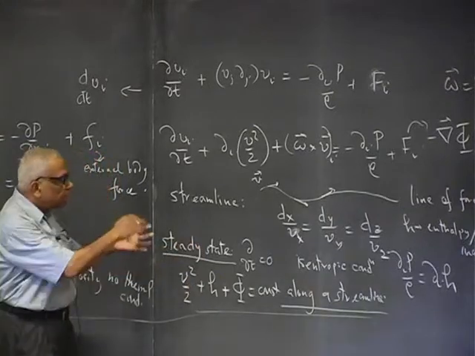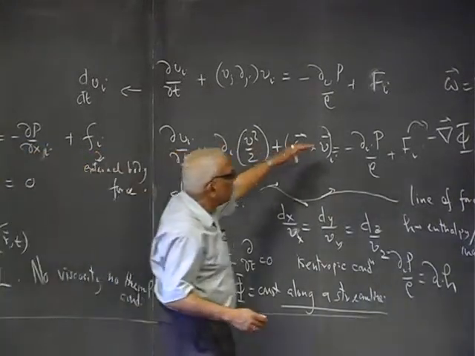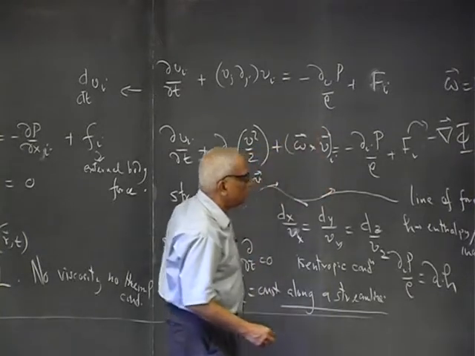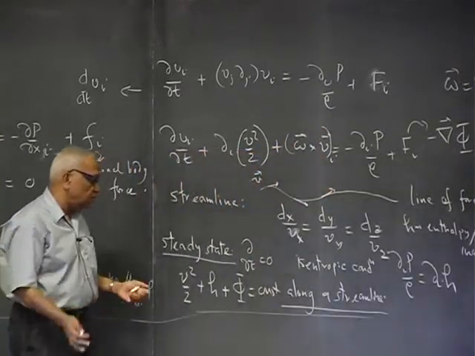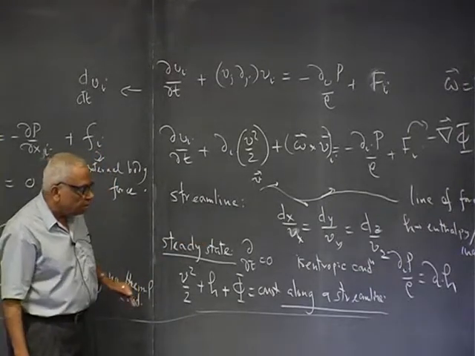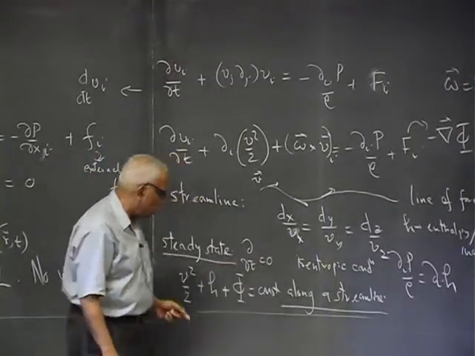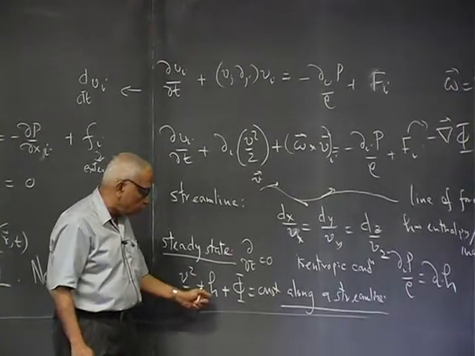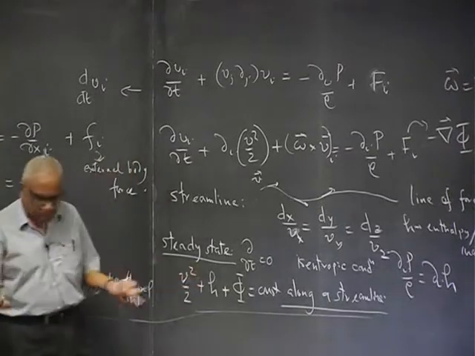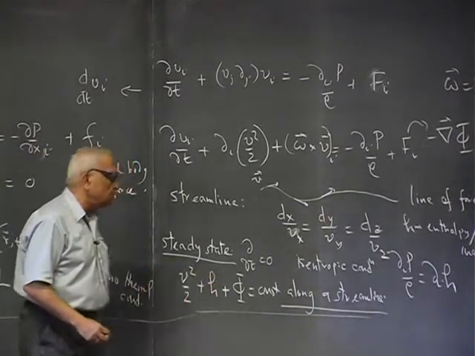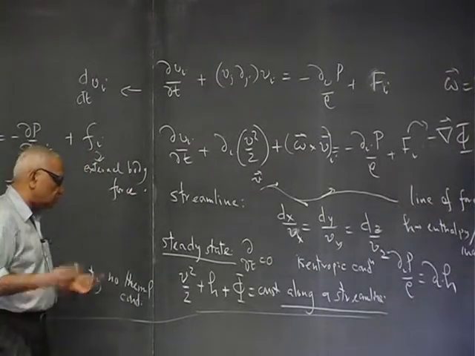That's the important thing. Along a particular streamline, you have v square over 2 plus h plus phi a constant. It would be constant for all streamlines, but the value of the constant will vary from streamline to streamline. So isentropic allows you to write it as v square over 2 plus h plus phi. So for our ideal fluid, isentropy is built in, so this is not a great loss.